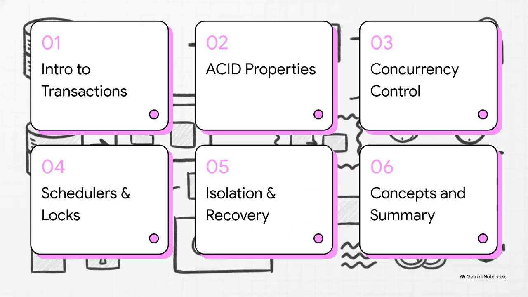Here's our roadmap for today's lecture. 1. Introduction to database transactions. 2. The ACID transaction properties. 3. Concurrency control and problems. 4. Schedulers, locks, and deadlocks. 5. ANSI isolation and database recovery. And finally, 6. Essential concepts and summary.